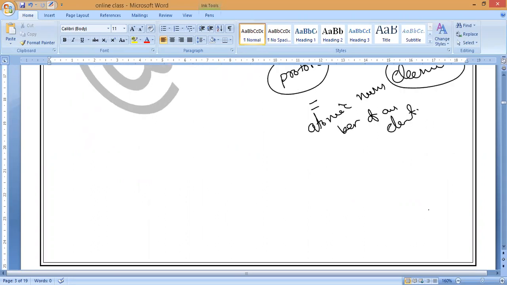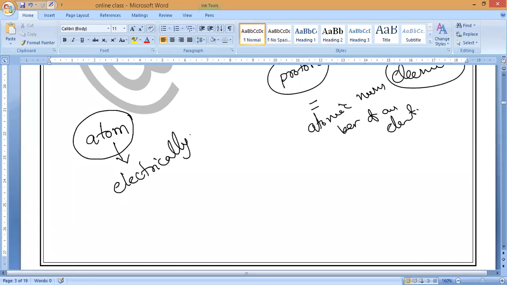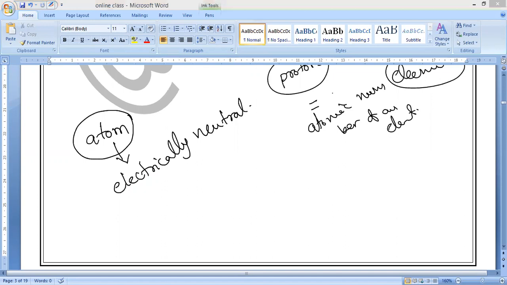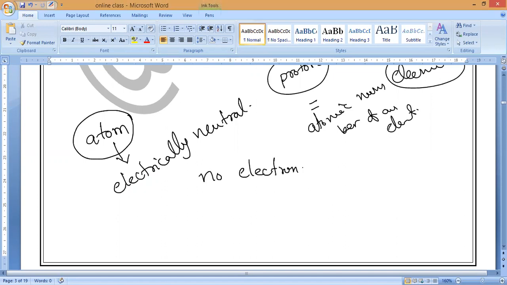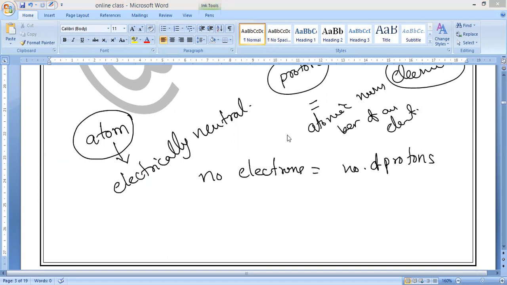Now, remember, as I told you, if you take an atom, what is it, guys? Electrically stable. Yes or no? Please respond. Yes, sir. It is electrically neutral. So when will it become electrically neutral? When the number of electrons is equal to the number of protons, understanding? So then only it is becoming electrically stable. Yes, guys?